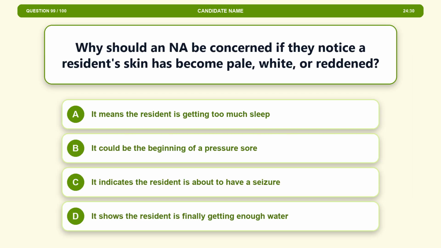Question 99. Why should a NA be concerned if they notice a resident's skin has become pale, white, or reddened? Option A. It means the resident is getting too much sleep. Option B. It could be the beginning of a pressure sore. Option C. It indicates the resident is about to have a seizure. Option D. It shows the resident is finally getting enough water.